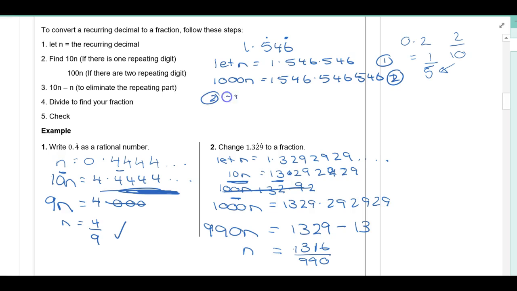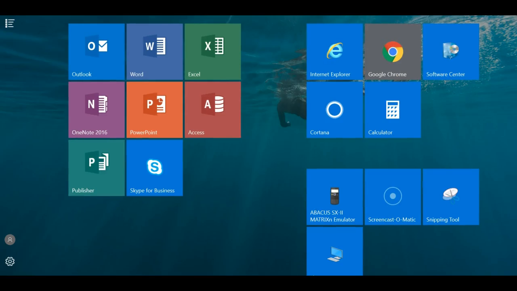So it's 2 minus 1. You don't have to write that. I just wrote that to help you. It's 990n. N equals 1545 because it's 1546 minus 1. So n is 1545 on 990. Now you can easily check these on your calculator.